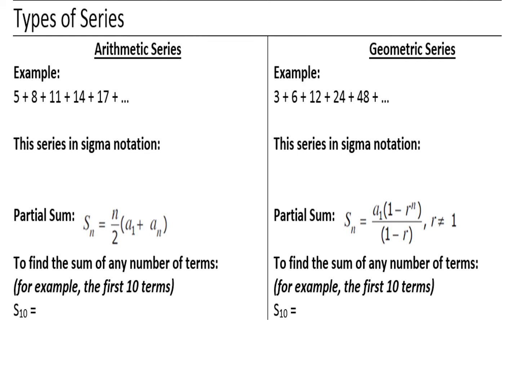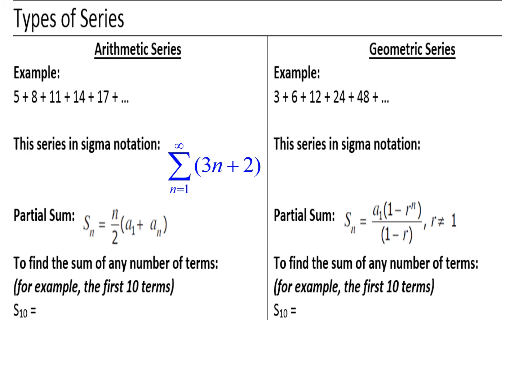We're going to talk about two types of series. We're going to talk about the arithmetic series. So here we're adding 5 plus 8 plus 11 plus 14 plus 17 plus dot dot dot. That means we keep going. There's no ending. So in the notation, you see we start at our first term and we go to infinity because there's no ending. So our function is 3n plus 2.